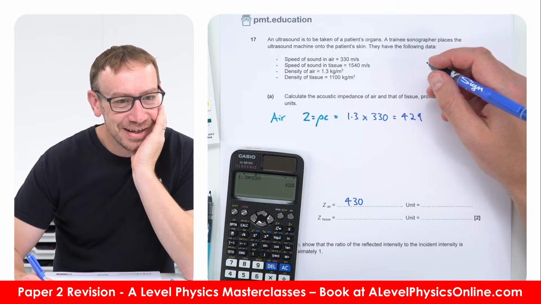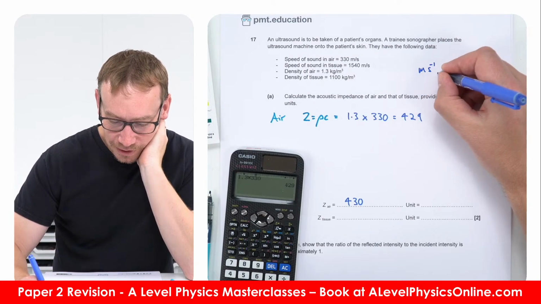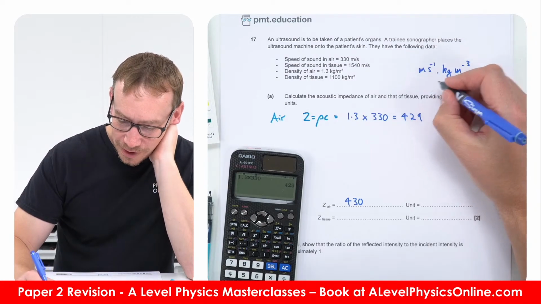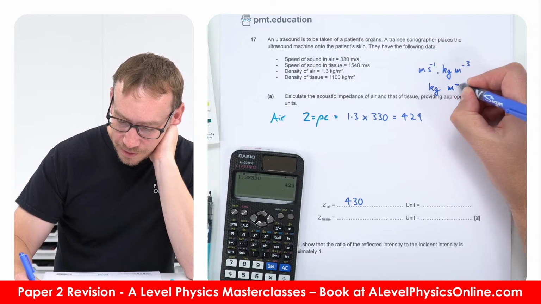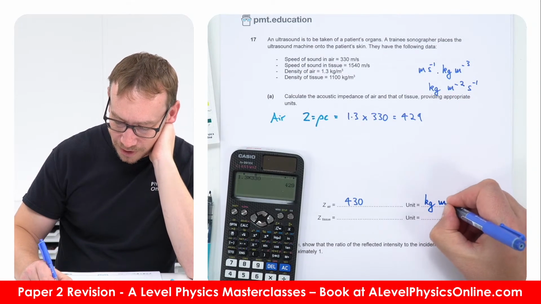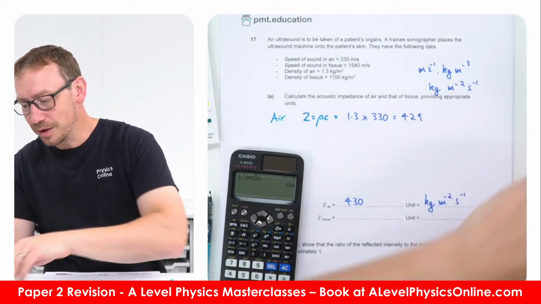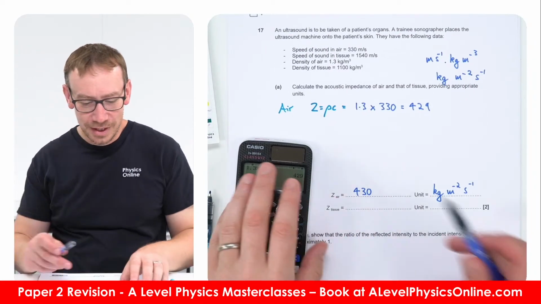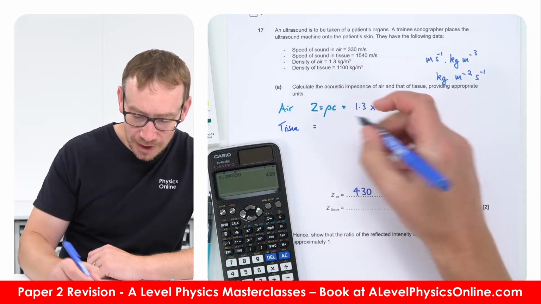Okay, so that's going to be meters per second times kilogram meters to the -3. So that would be kilogram meters to the -2 second to the -1. I don't think it really matters about the order, but I think that looks quite nice. I'm just going to check that answer. Yeah, that's good.